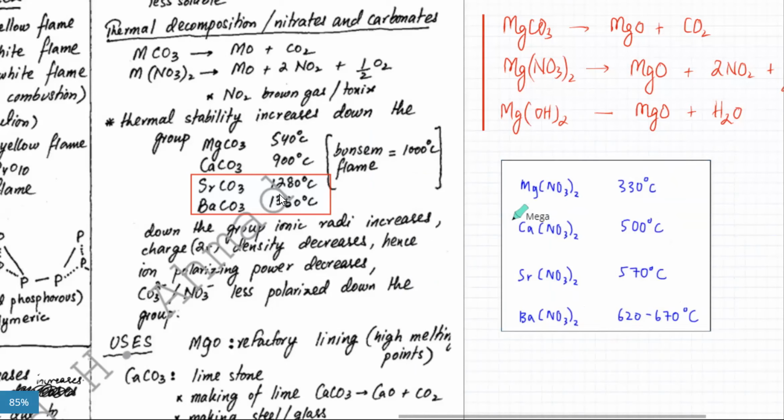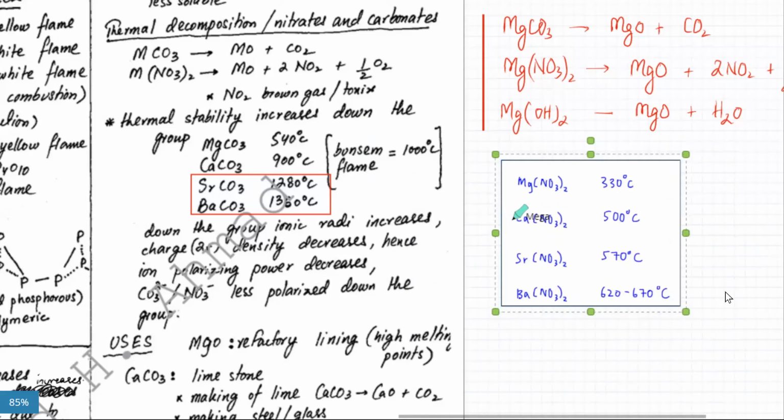So you've got carbonates and you've got nitrates. Nitrates, all of them will decompose in a Bunsen burner because their decomposition is relatively easier. Carbonates, not all of them would decompose. The bottom two are not going to decompose, and it becomes more difficult to decompose down the group. And there's a reason for that.